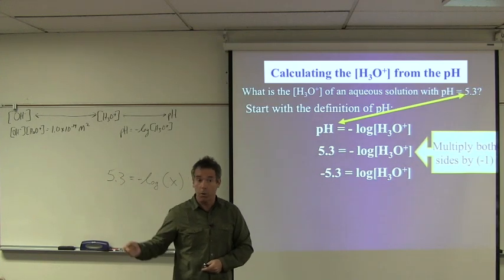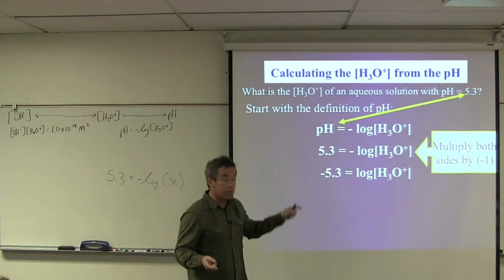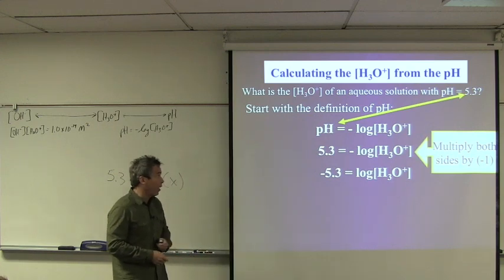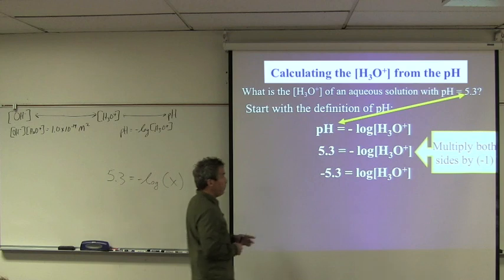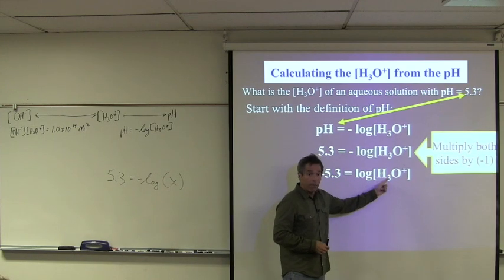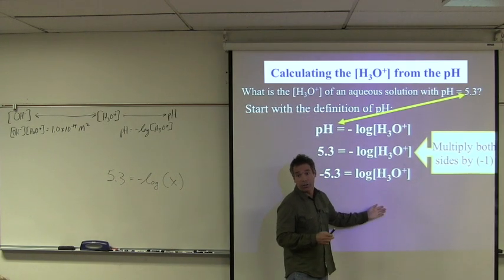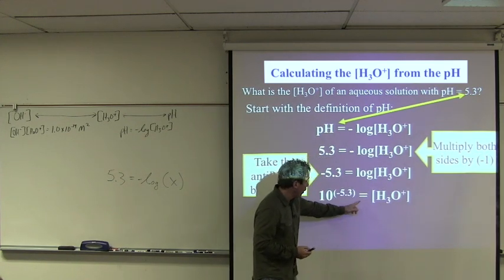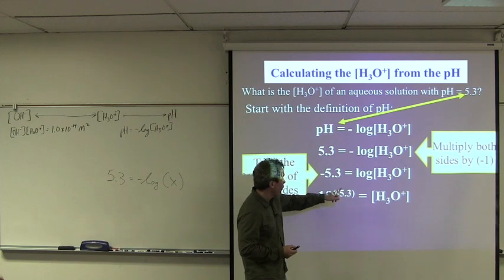So if I do this to one side of the equation, to keep that equal sign, I have to do the same thing to the other side of the equation. So I'm going to take the antilog of each side of the equation. If you take the antilog of the log of hydronium ion concentration, you just get hydronium ion concentration. So I'll do that over here. I get the hydronium ion concentration.